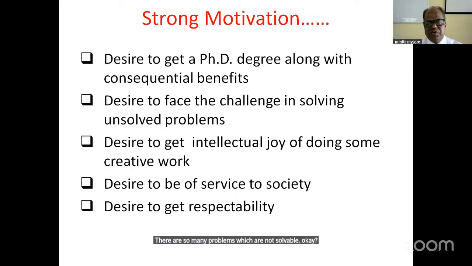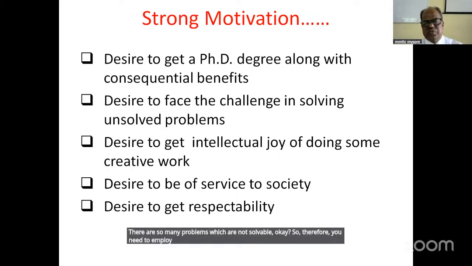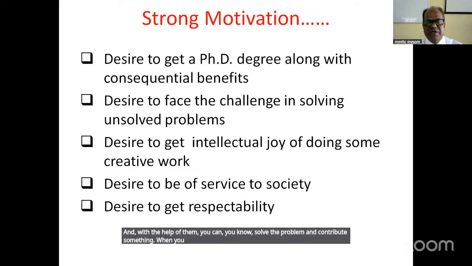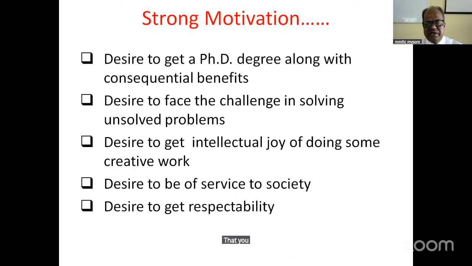So you need to employ some research students who also have strong motivation, and with their help, you can solve the problem and contribute something. When you come out with a solution, people will appreciate, society will appreciate, and policymakers will implement the solutions that you have given in the form of a research publication. So that's why they are very, very important.